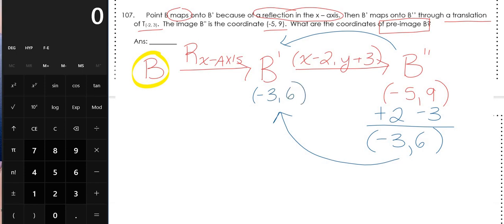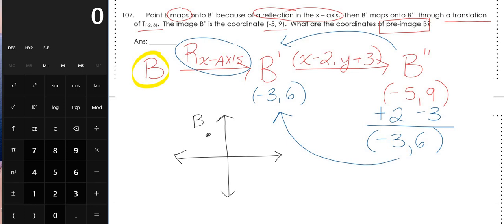But now we have to get back to B. So how did B become B prime? Through a reflection in the x-axis. Now you can memorize the rule, or you can do this one visually. I'm going to draw a little sketch with you to show you that you could do this visually, or you can actually grab a piece of graph paper. So here's my sketch. This is my x and y axis. My point B prime is at negative 3, 6. So I'm going to imagine it's like right around here, B prime.